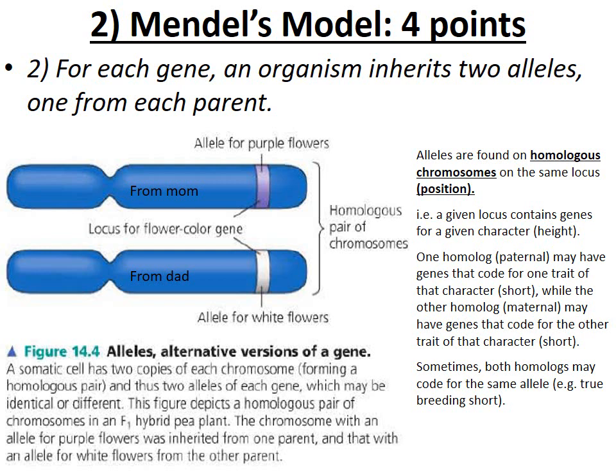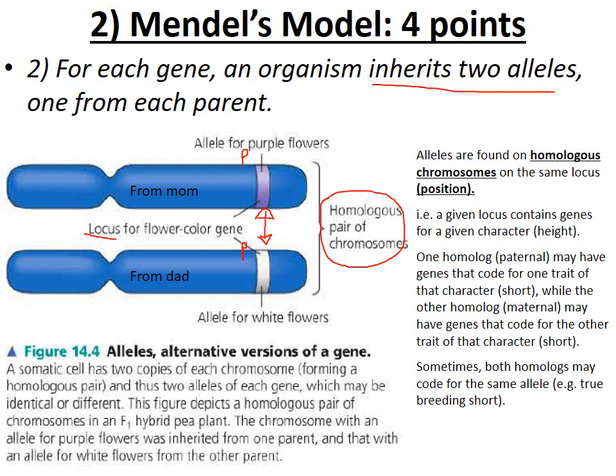For each gene, an organism will inherit 2 alleles. So like I said, you might get the purple from mom and the white from dad. Those alleles are found on the homologous chromosomes. They're at the same general location on each chromosome, the same relative location. And again, the location for a gene is called the locus. So we have the purple and the white.